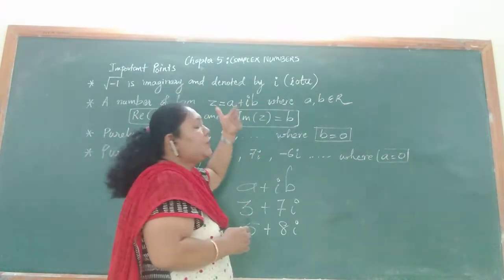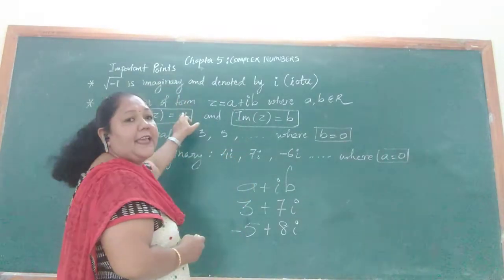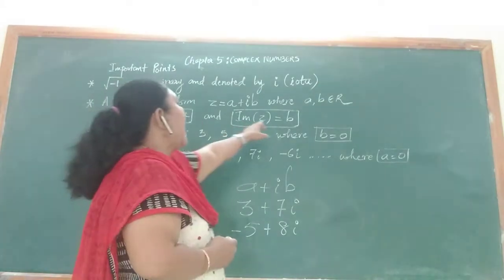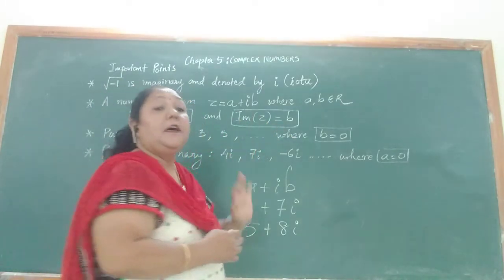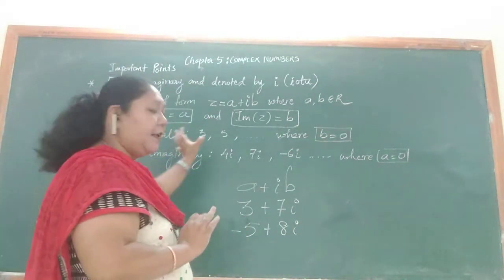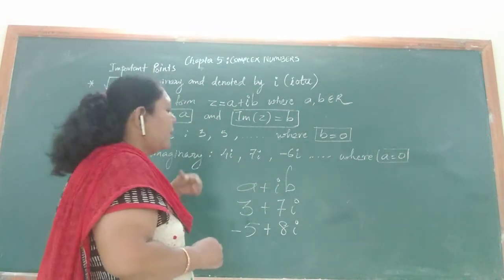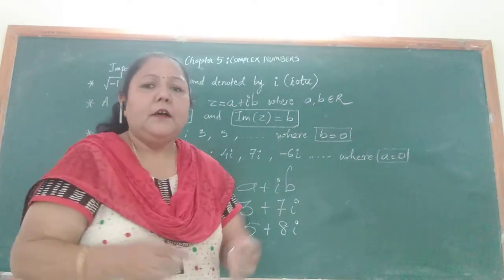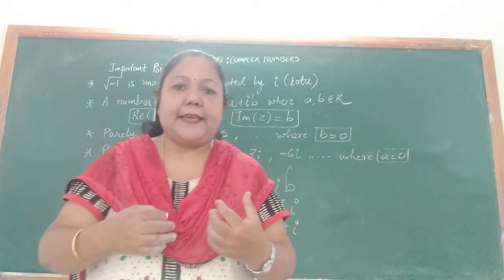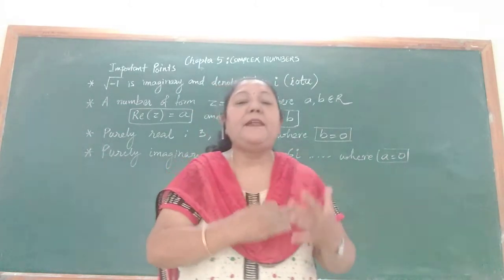So z is equal to a plus ib is a complex number, where I say a is called the real part of z and b is called the imaginary part of z. So a is the real part of z, b is the imaginary part of z. Now after that, a small topic we shall deal with. I said every number can be written in the form a plus ib.